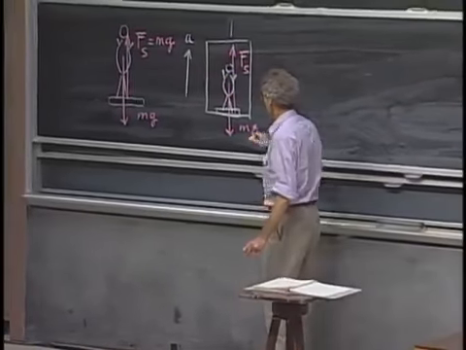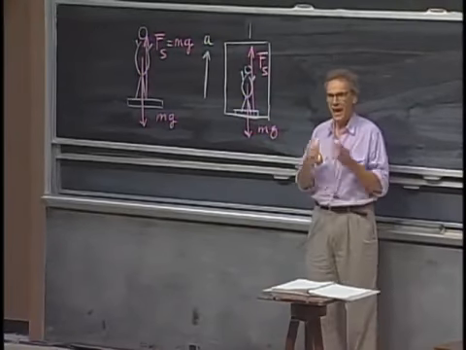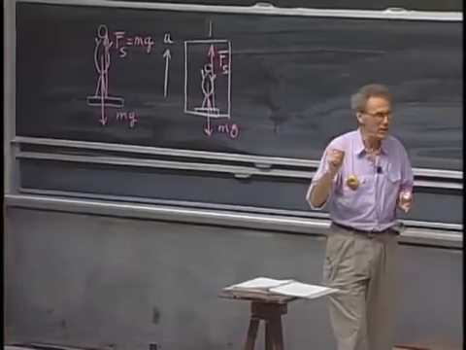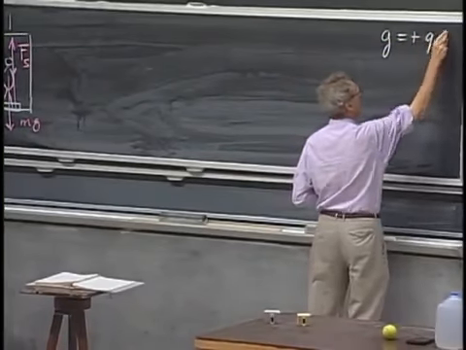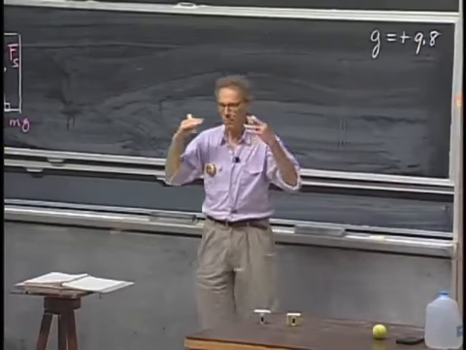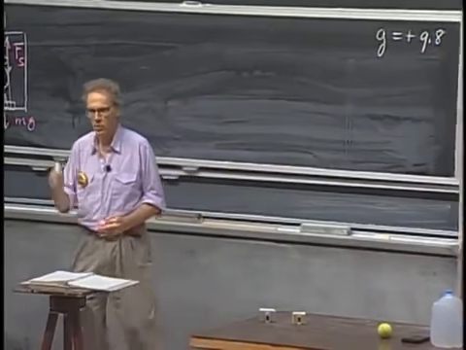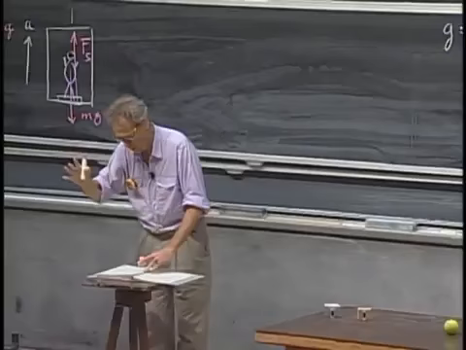Before I write down some equations, I want you to realize that in any of my equations, g is always plus 9.8. And my minus signs take care of the directions. But g is always plus 9.8, or plus 10 if you prefer that.